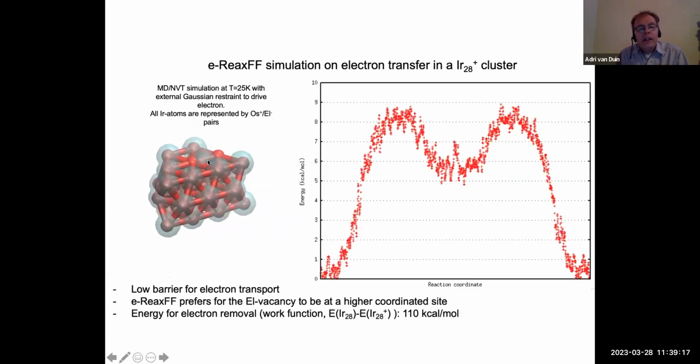So now we can actually train these force fields to simulate electron transfer in the metal. So we can, for example, drive the electrons, here depicted by these translucent blue spheres, and we can drive the electron hole from an edge side to a central side. And we see that at very low barriers, you can move the electrons around. See, this is in kcal per mole. The electron hole prefers to be essentially on the central side, but with a relatively low barrier, you can move it to the edge side.